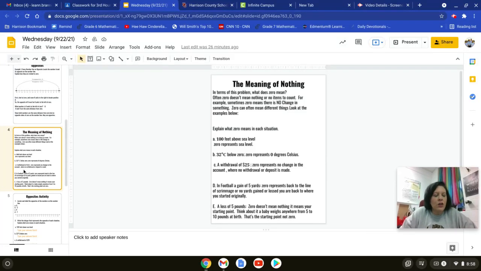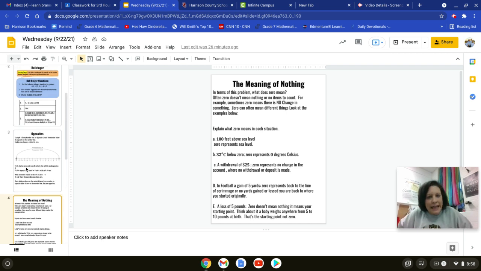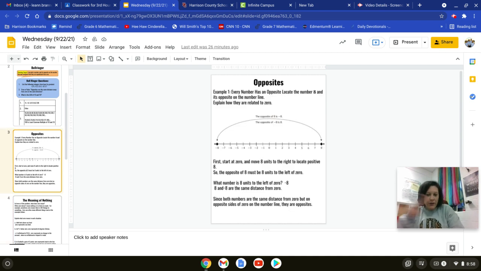So, here we go for our learning target. We're going to talk about the meaning of zero and the meaning of nothing and the idea of opposites. So, we're going to go over both of these things. Let's start with our opposites.